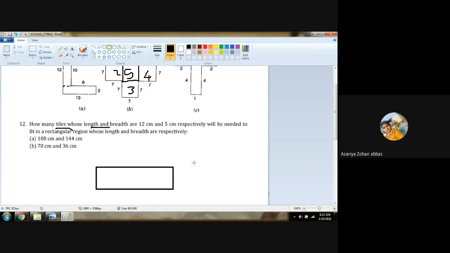Length is what? 12 centimeter. And breadth is what? 5 centimeter. That is what we got. That rectangle, tile is a rectangle. How many tiles whose length and breadth are 12 and 5 centimeter respectively will be needed?